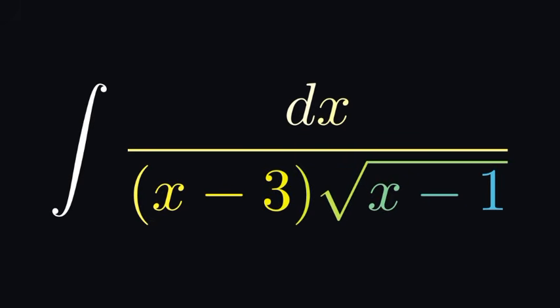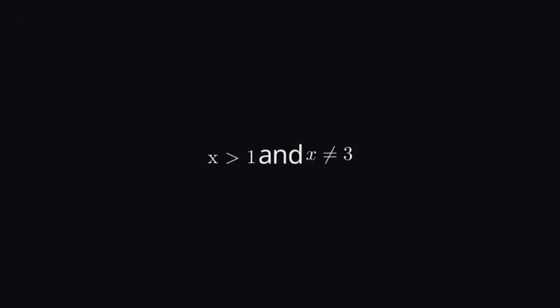Let's solve the integral of 1 over the quantity x minus 3 times the square root of x minus 1. The domain of this integral requires x to be strictly greater than 1 for the square root to be defined and real, and x not equal to 3 to avoid division by 0.